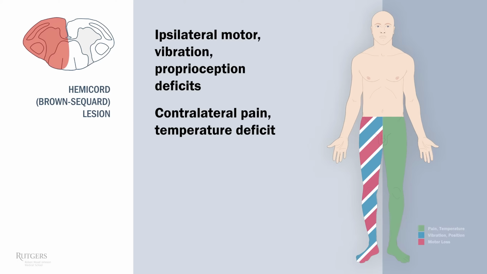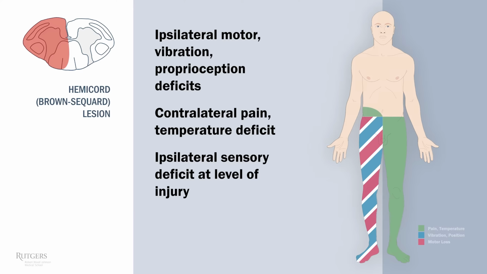The lesion may also catch some sensory fibers on the same side before they get a chance to cross over, and the patients may have a small area of ipsilateral deficit at the level of injury. Let's not forget the descending sympathetic fibers. Disruption can cause dysautonomia on the same side. One side of the body stops sweating, for example. How weird is that? So what's missing from this list?